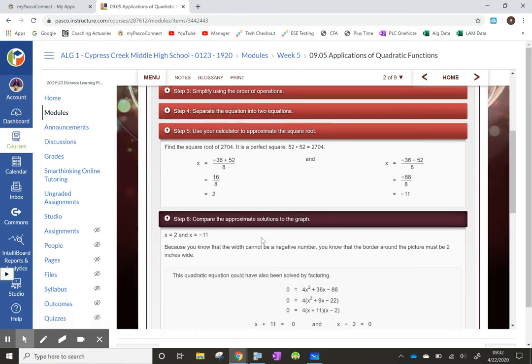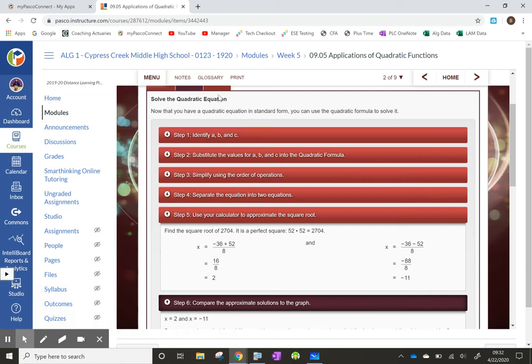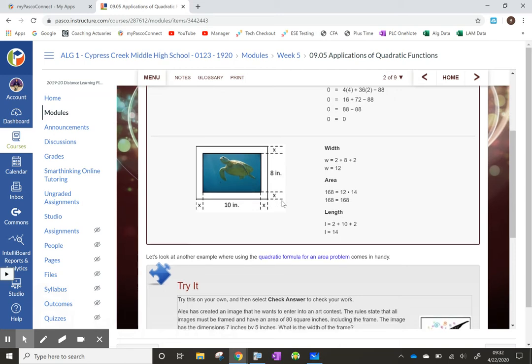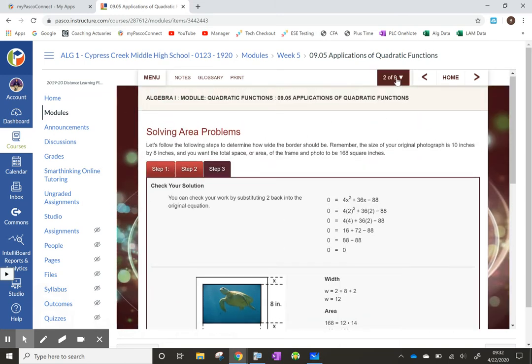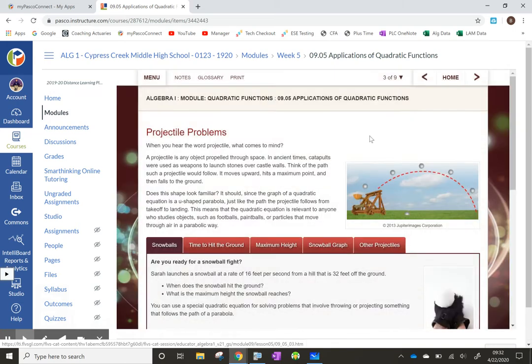Everything calculated. They solve it through factoring as well, but we use the quadratic formula. And then you can see them checking the work as well, like we did. So that's what these application problems are going to be. Sometimes drawing a picture really helps.